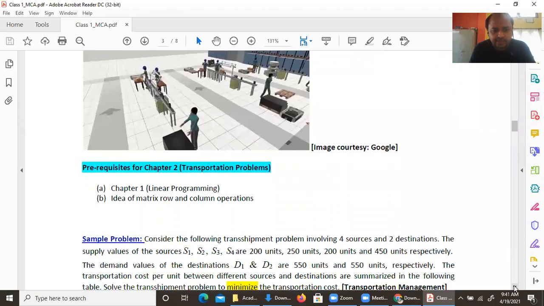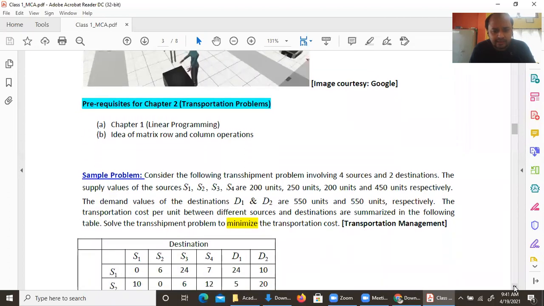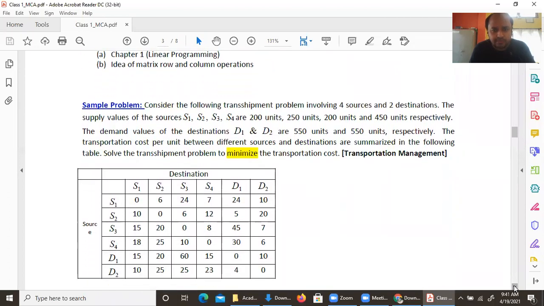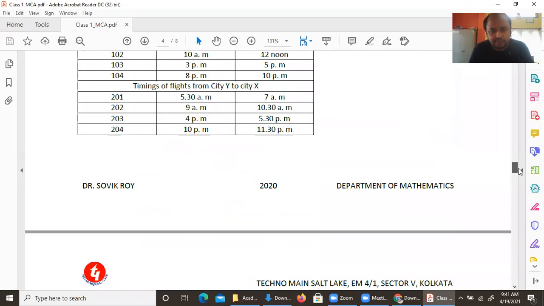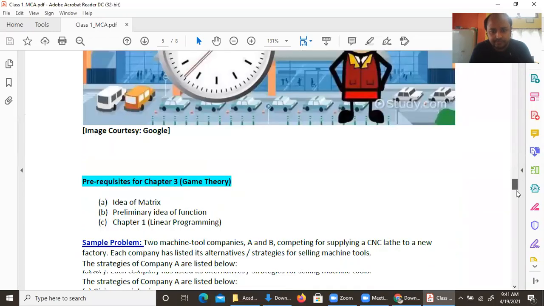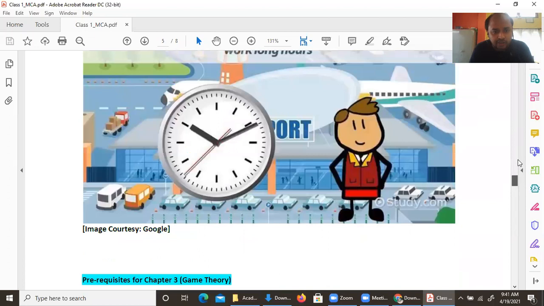I have mentioned several situations where linear programming problems can be formed from them. Various situations have been discussed over here. Okay, so I shall share this note with you.